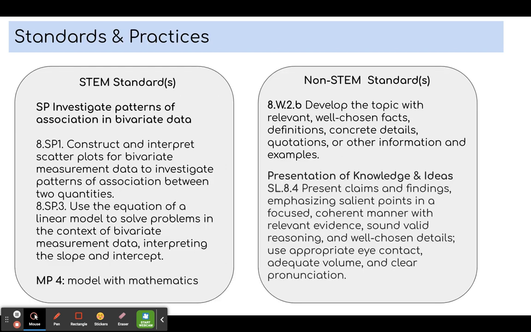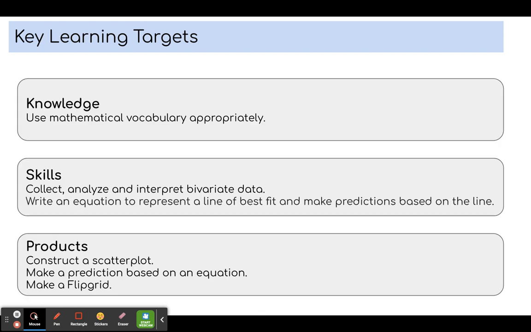The standards are from the grade 8 math state standards, and the ELA non-STEM standard is from 8th grade as well. Learning targets: they'll use mathematical vocabulary appropriately for their knowledge and skills.